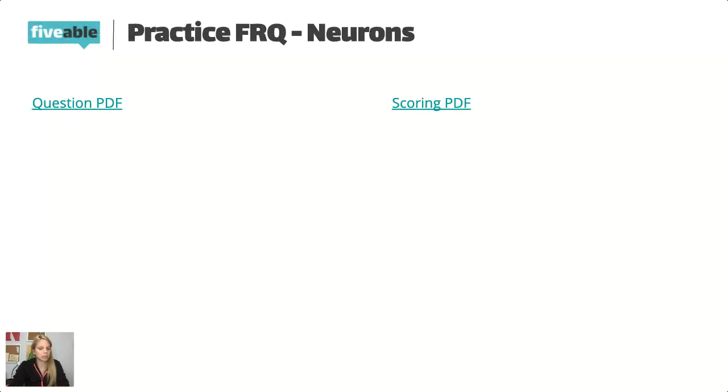You should be able to get these PDFs from the links whenever the slides are released. So don't be freaking out trying to get everything. You'll be able to get it. So today we're going to look at a practice FRQ for neurons and a practice FRQ for immune response. So let's go ahead and start with the neurons.